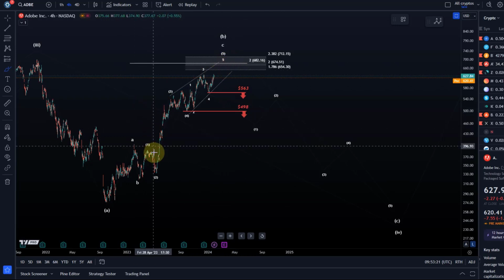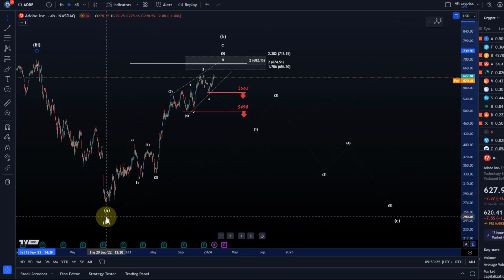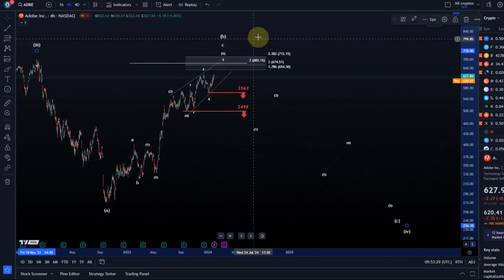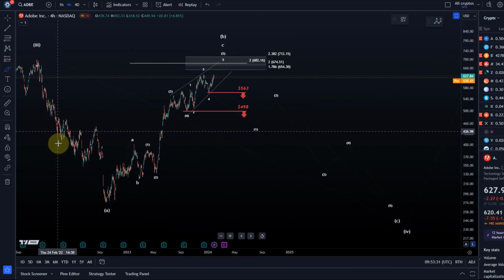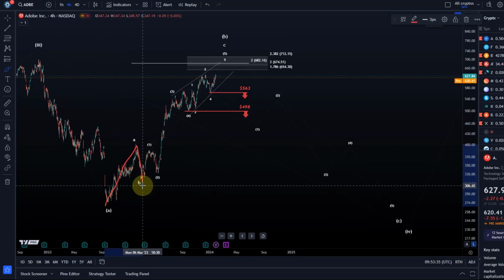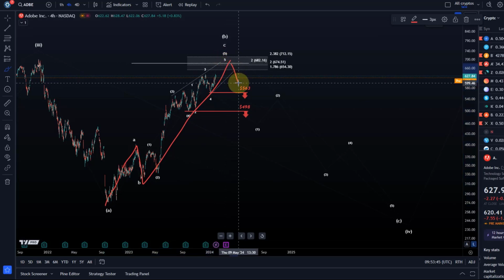Okay, now let's talk about an alternative. In the alternative scenario, the wave 4 actually bottomed here. That was in September 22. We're now moving up in a 5th wave, and that would be a 5-wave move. And then we would say, okay, wave 1, wave 2, then all of this here is currently a 3rd wave. Then after that top, there should still be a substantial decline, but it would be corrective.